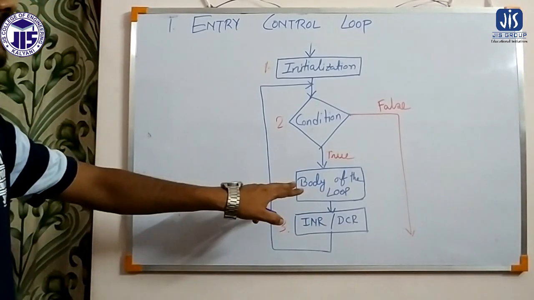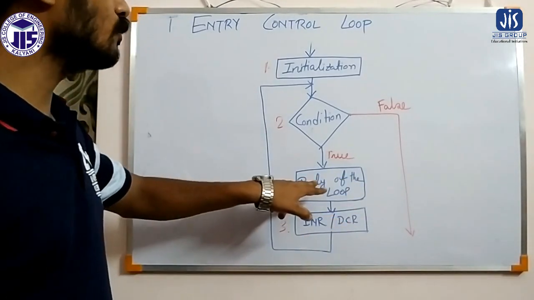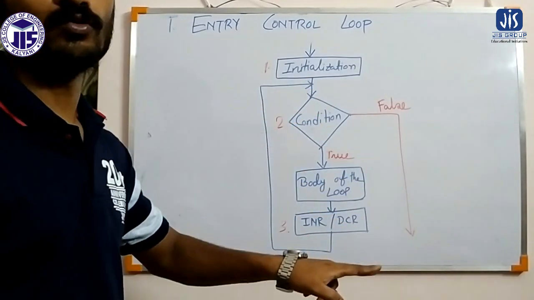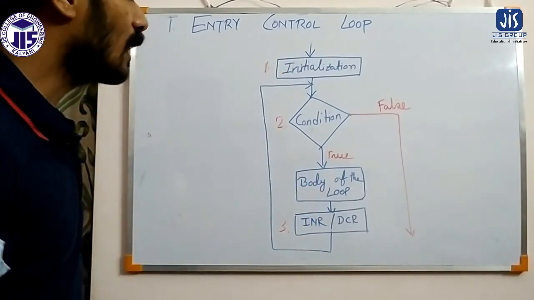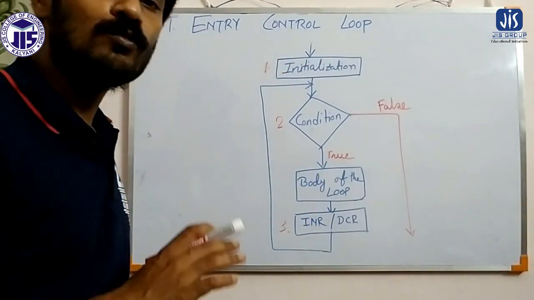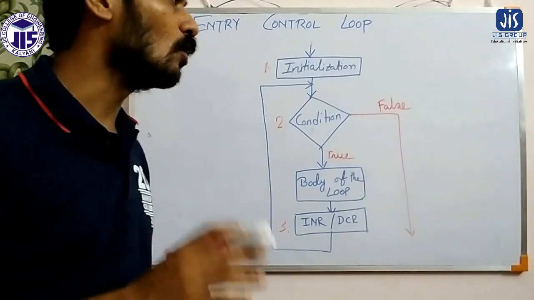So here you can see, to execute the body of the loop, the condition has to be true. If the condition is false, then the body of the loop will not execute at all.